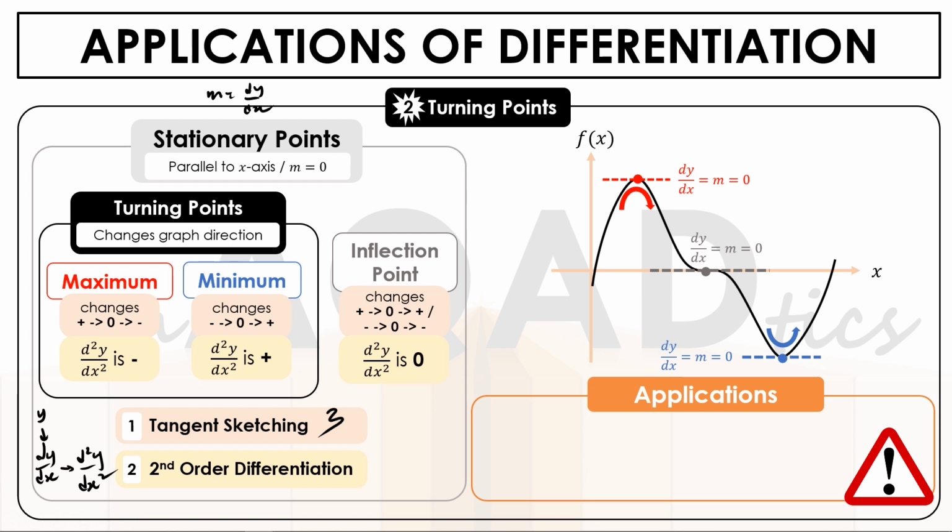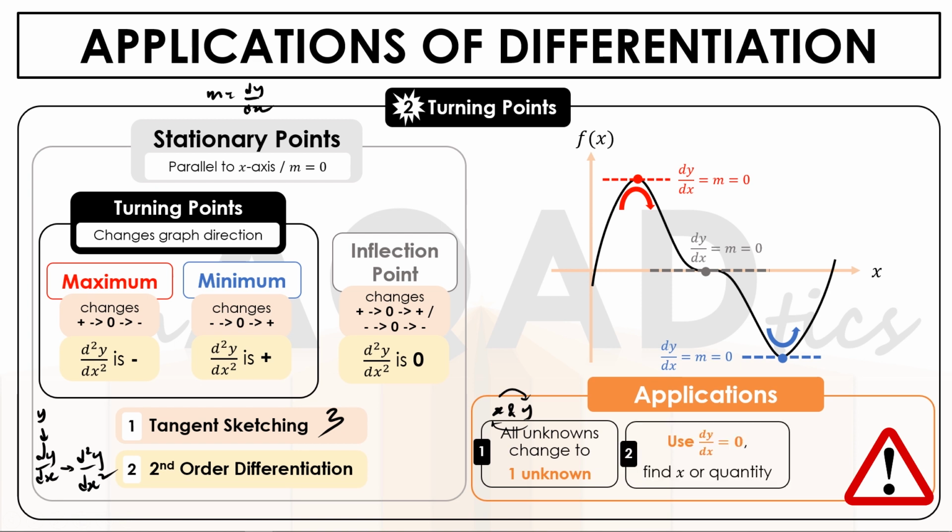So the first one is to change all the unknowns to one unknown. Let's say we have x and y in the situation. We need to either change the x to y or the y to x, meaning at the end, only one unknown remains. Second step is, after we have an equation from here, we differentiate to get dy over dx, and we put it equal to 0.